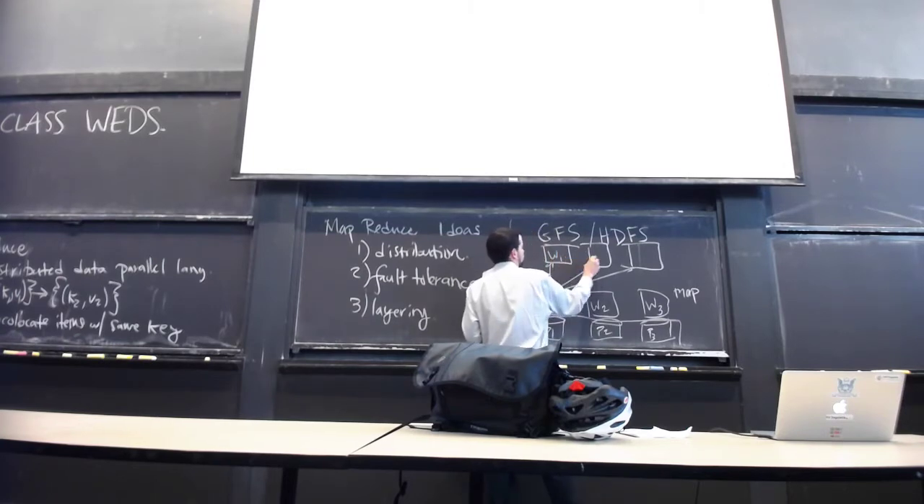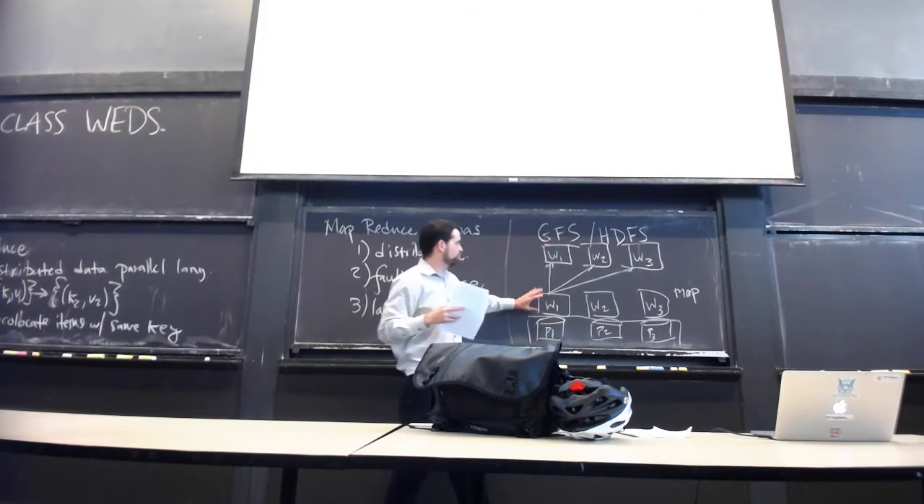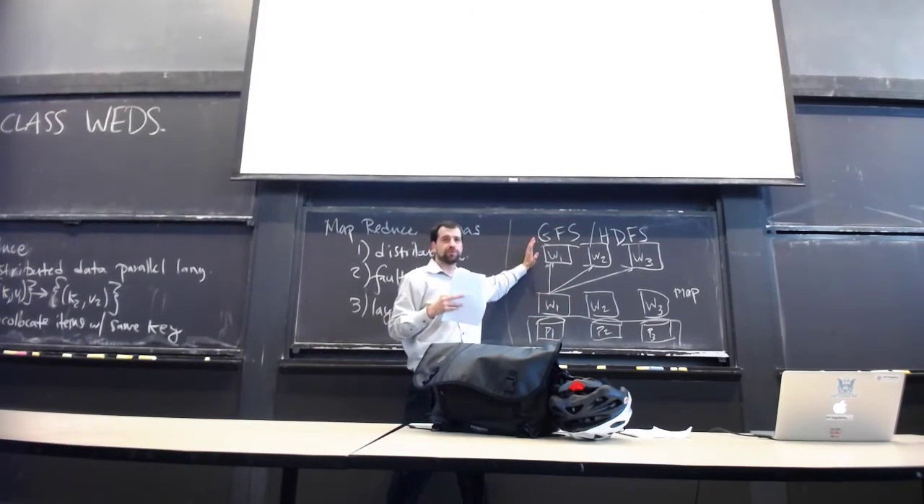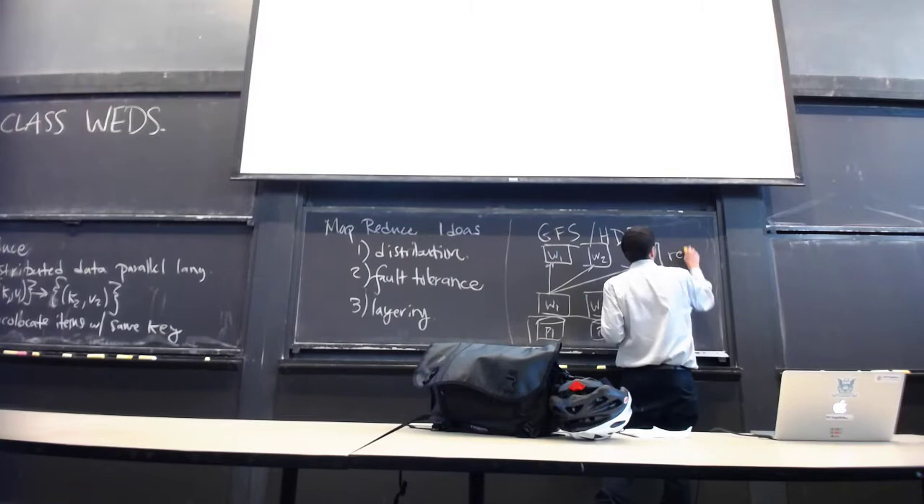So these reduce workers, in the most general sense, are actually the same worker nodes as the map workers. The map workers and the reduce workers are the same physical machines. It's just that first they're processing map jobs and then they switch to processing reduce jobs. So this is the reduce step.